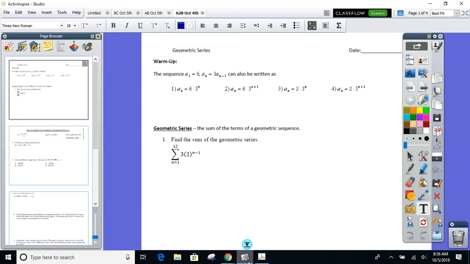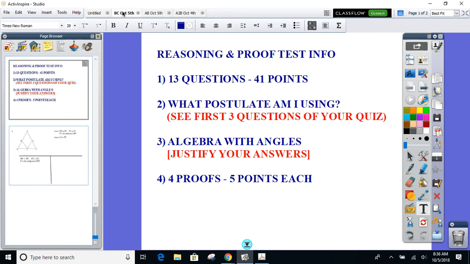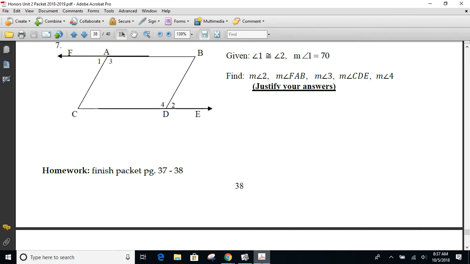Here you go, number 7 from last night's homework. We have angle 2, 70, angle FAB, 180, and angle 3, 110, angle CDE, 180, and angle 4, 110.